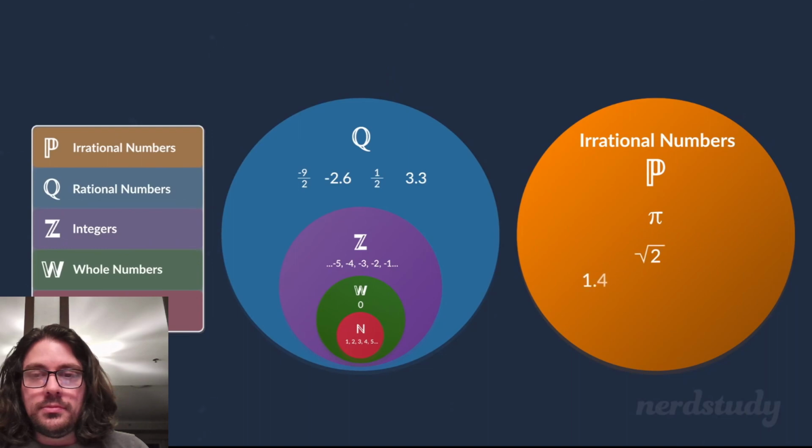Square root of 2 also turns out to be an irrational number, since it cannot be expressed as a fraction.